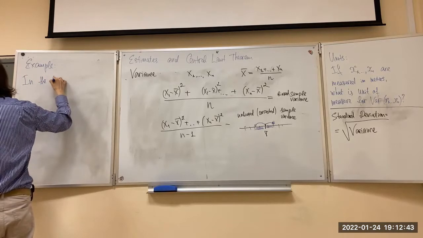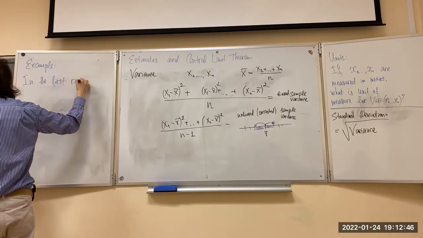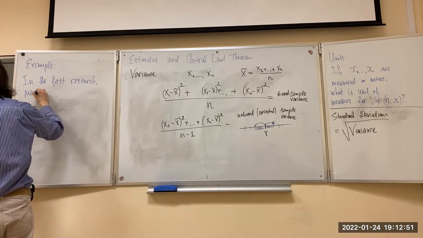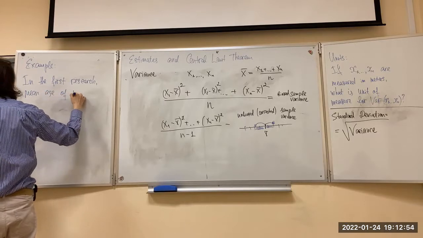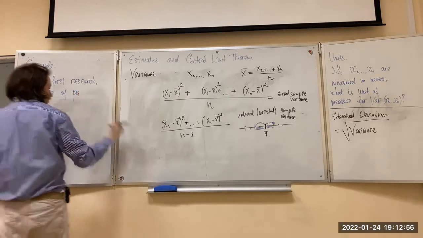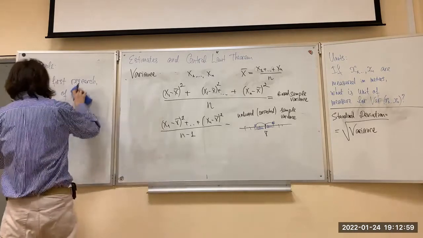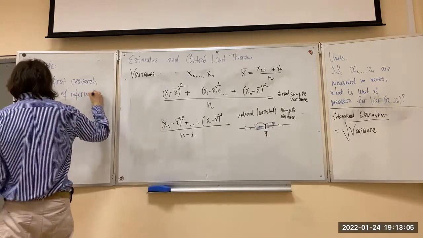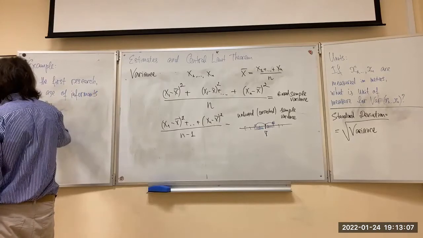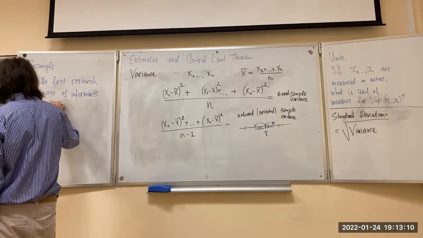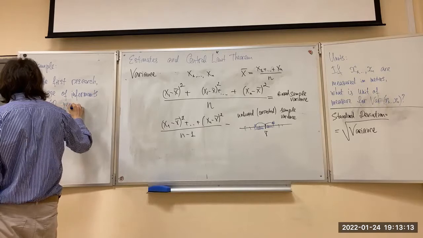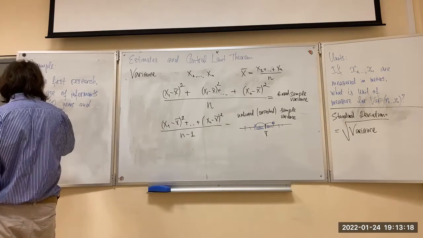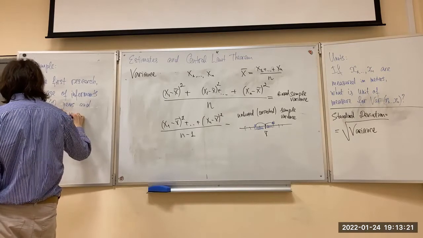In the first research, the mean age of participants, or informants, is, for example, 40 years, and the standard deviation is 3 years.